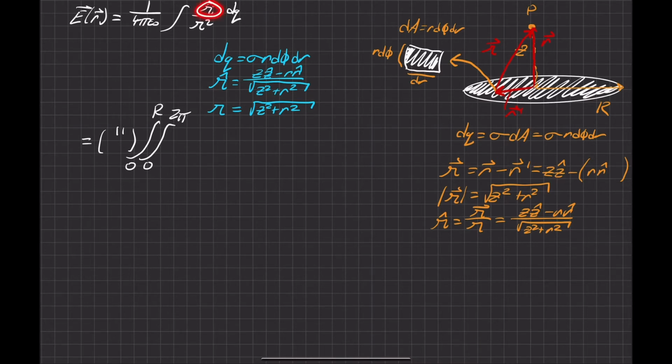Go ahead and throw in our unit vector. And then finally, well, not quite finally, but next we'll do our r squared, so it's just going to be this value squared, in parentheses. And then finally our dq, which we'll throw on top here.